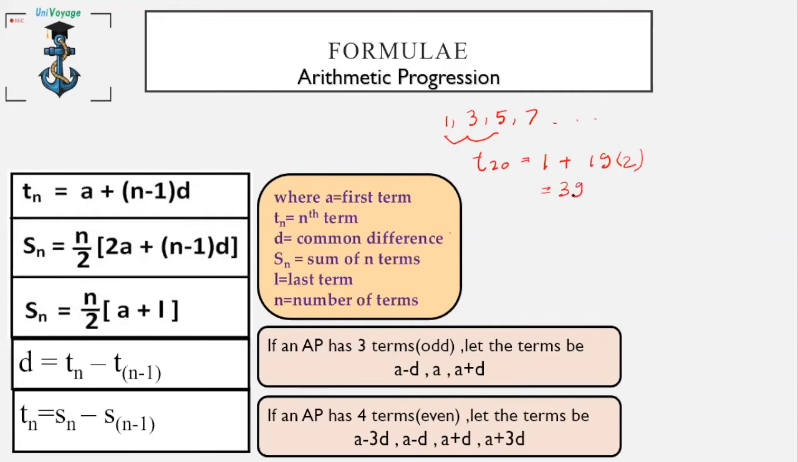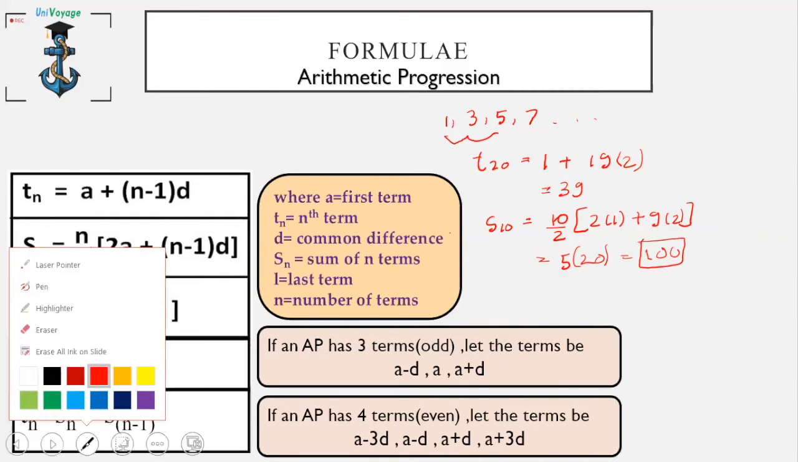Let's say you're asked to find the sum of the first 10 numbers, which is S10. This would be equal to n by 2, which is 10 by 2, into 2a plus n minus 1 d, which is 9 into 2. This would be 5 into, 18 plus 2, 20. This would give you 100. All right.